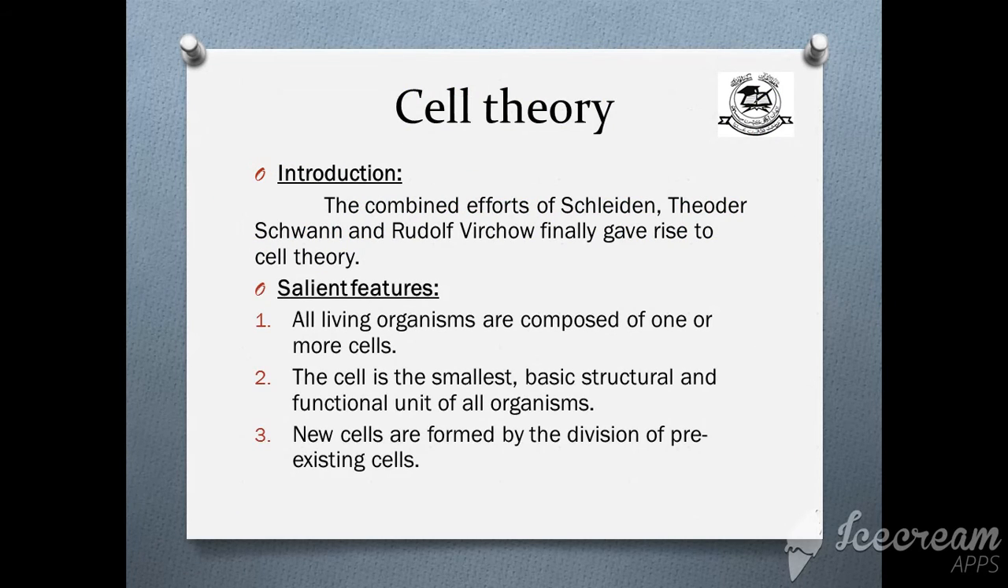All right, so what are the postulates or salient features of cell theory? All living organisms are composed of one or more cells. The cell is the smallest, basic, structural and functional unit of all organisms. It means that an organism cannot work without the function of the cell. Every function happens at cellular level, respiration, digestion, everything. Third point, new cells are formed by the division of pre-existing cells. All right, so those were the postulates or salient features of cell theory.